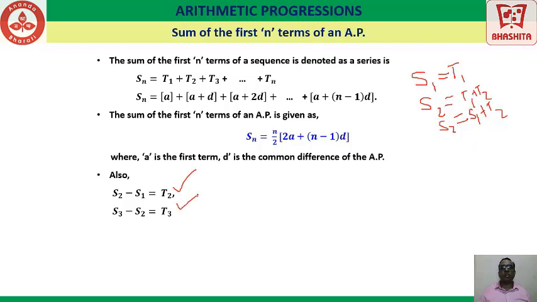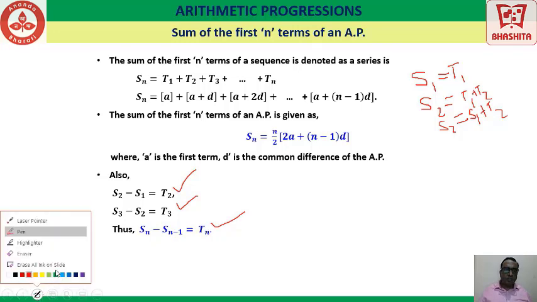Likewise, S3 minus S2 is T3. So we can go on and finally write Sn minus Sn minus 1 is Tn. That is, if you have a formula for sum to n terms, in that formula, wherever you put n, you get sum up to n terms. In that formula, wherever you put n minus 1, you get sum up to n minus 1 terms. That difference is going to give us the nth term. Please understand, students. Let's put it like this. Nth term of AP is nothing but sum to n terms minus sum to n minus 1 terms. That's what it means to say in English.